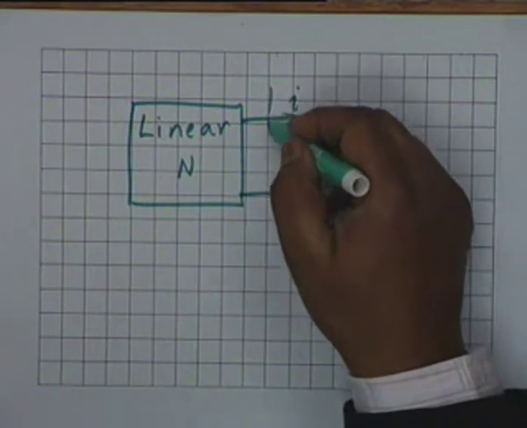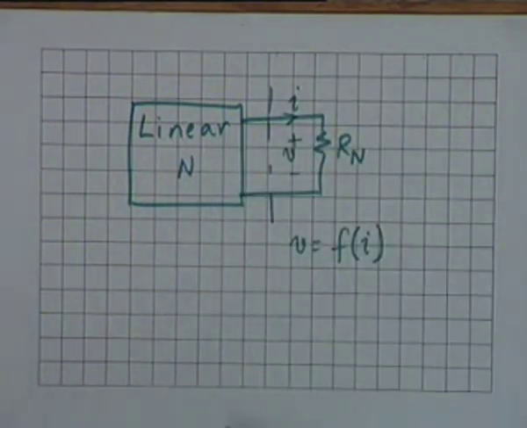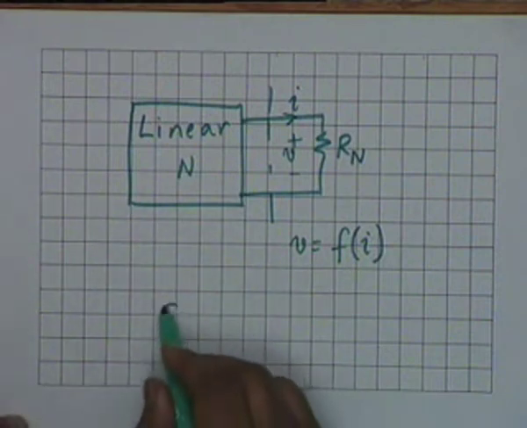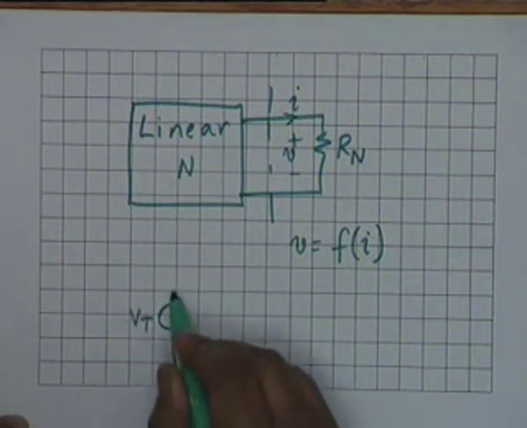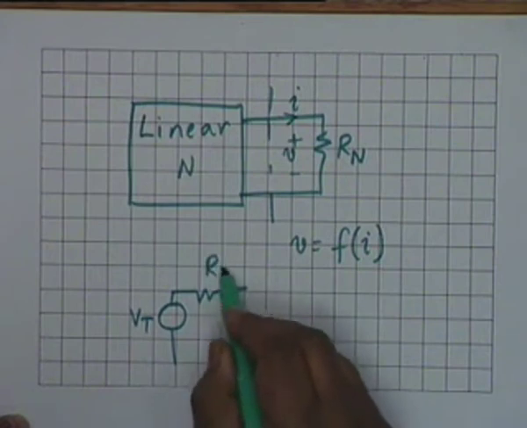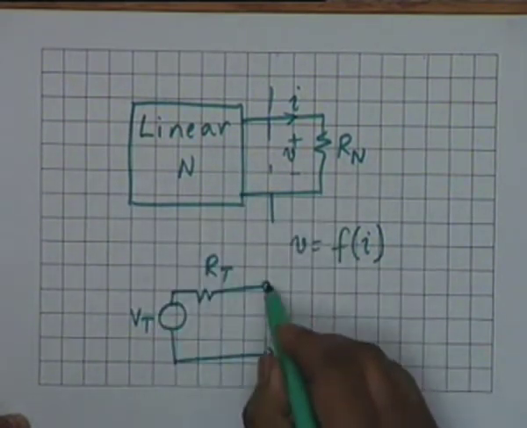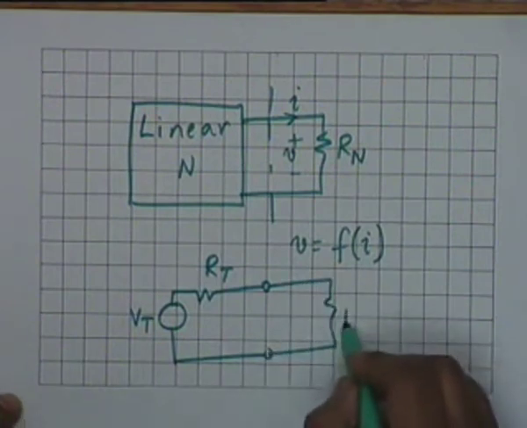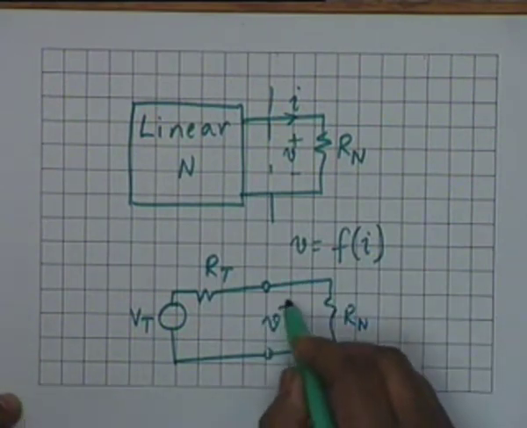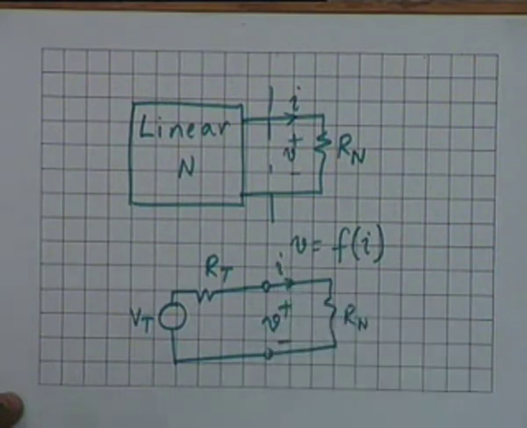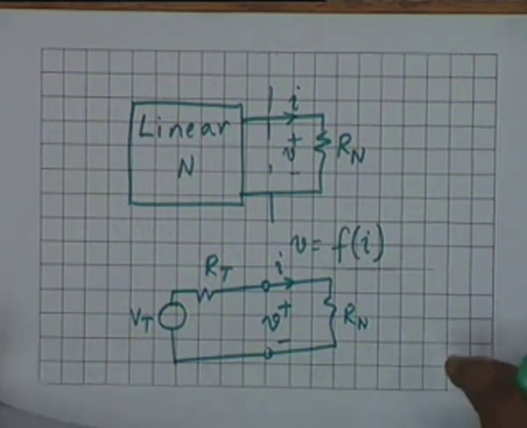Alright. Now since this network is linear, we can always replace it by its Thevenin equivalent. So let us say we have a Vt then in series with RT, alright, this is the equivalent of the linear network. Then we have the load which is Rn, and the voltage and current are V and I. Alright, how do I find out V and I? That is the question.